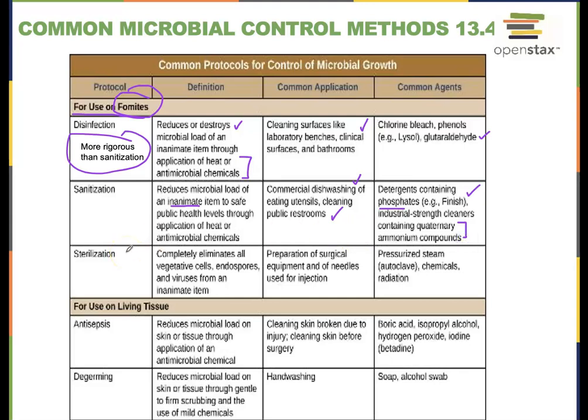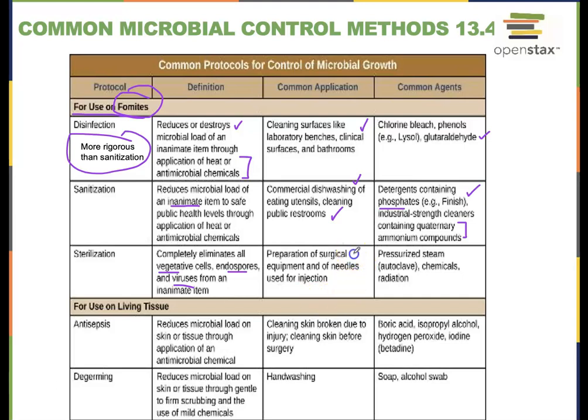Sterilization, again, when you say something is sterile, it is absolutely free of everything, including endospores, right? So all vegetative cells, which refers to bacteria cells that are alive, endospores, those cells that can make spores, and viruses from inanimate objects. So sterile is like pregnancy. I like to say, you either are pregnant or you're not. You're never a little bit pregnant or a little bit sterile. You're either sterile or you're not.